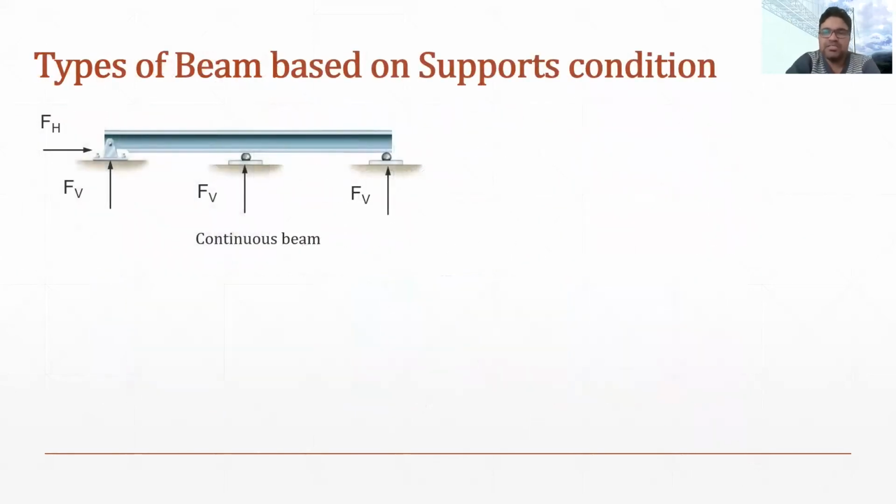Now, based on the support condition, or based on the types of support, we have different types of beam. So for example, the first beam you can see here, the beam is connected hinged in this case, and on 2 supports it is connected using the rollers. So roller will only offer vertical support in terms of FV, and as this is the hinge connection, it will offer 2 reactions. One is horizontal reaction and the second one is the vertical reaction.